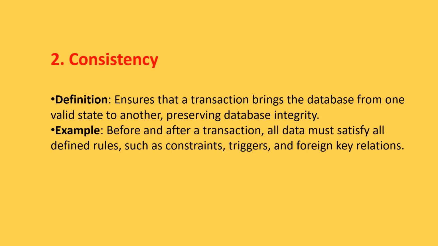Next one, consistency. Consistency is nothing but the data we are inserting, the data we are deleting. Whenever I read the data, I should get my data consistently, irrespective of whatever transaction happens. And it has to follow the defined rules, such as constraints, triggers, and foreign key relations. All data must satisfy them. This is consistency.